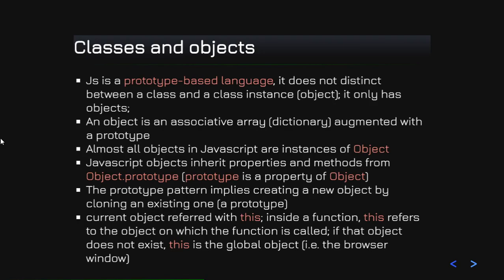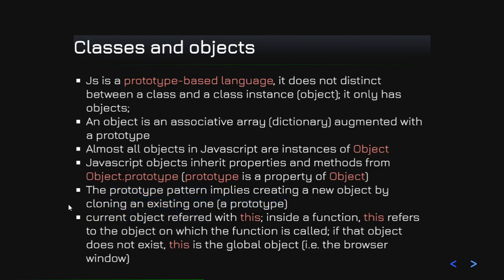So it only has objects, no classes, and you create objects by first describing a blueprint, a prototype of an object, and then cloning that object to get additional objects. An object is actually just an associative array, so a dictionary or a map, augmented with a prototype. Almost all objects in JavaScript are instances of Object. And JavaScript objects inherit properties and methods from the object prototype. Prototype is just a property of type object. So throughout JavaScript, the prototype pattern is used to create new objects, meaning that you first create a blueprint of an object and then you clone it to create another object.